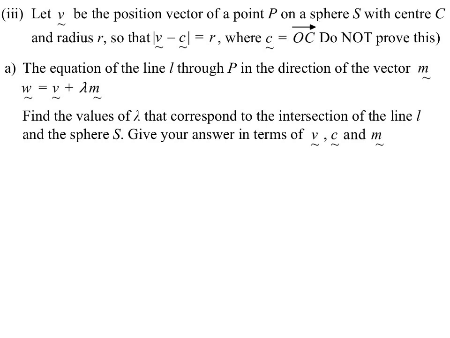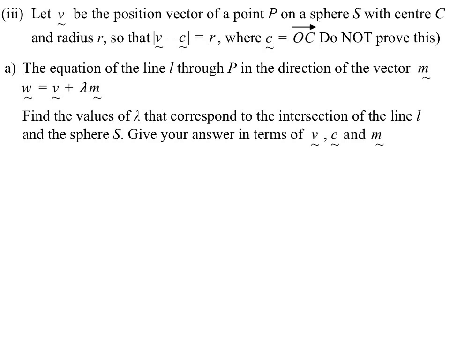The equation of the line L through the point P in the direction of the vector m is w equals v plus lambda m. All they're really saying is, hey, this is a vector equation of a line. If you think about it, it's going through the point v in the direction m. Find the value of lambda, or values, that correspond to the intersection of the line L. So again, we've got a line going through a sphere, giving your answers in terms of v, c and m.